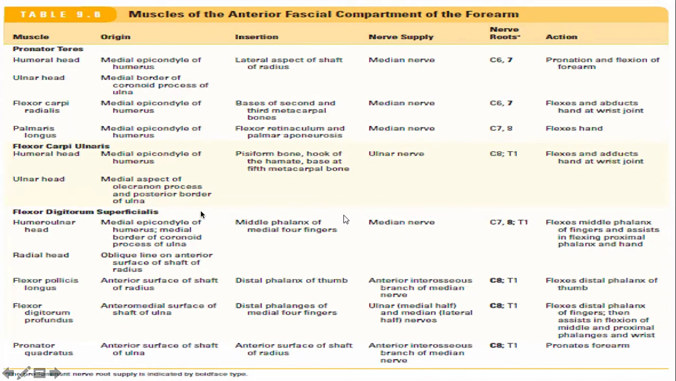The flexor digitorum superficialis flexes the middle phalanx of the fingers and assists in flexing the proximal phalanx and hand. While the flexor pollicis longus flexes the distal phalanx of the thumb. And the flexor digitorum profundus flexes the distal phalanx of the fingers, then assists in flexion of the middle and the proximal phalanges and wrist. The pronator quadratus pronates the forearm.